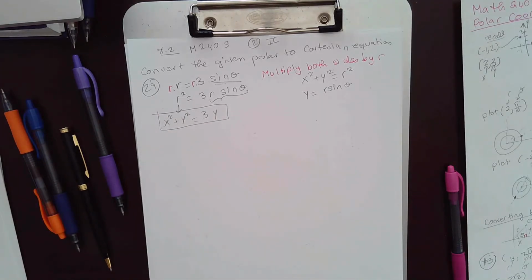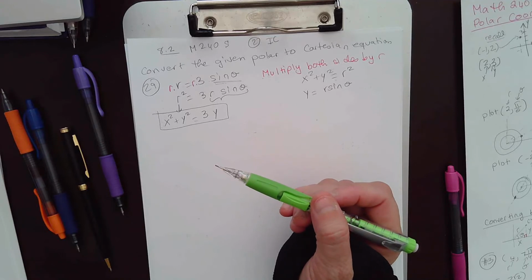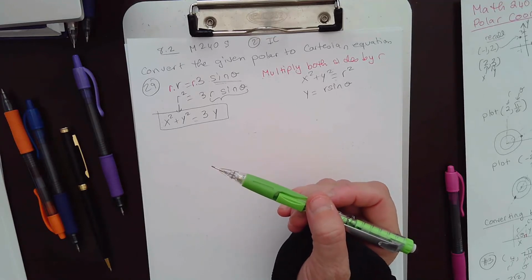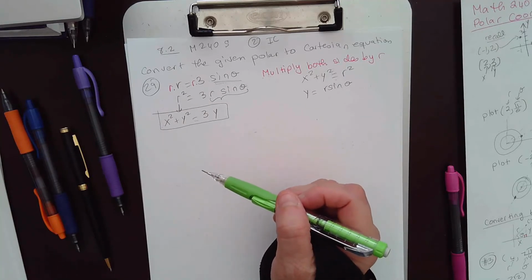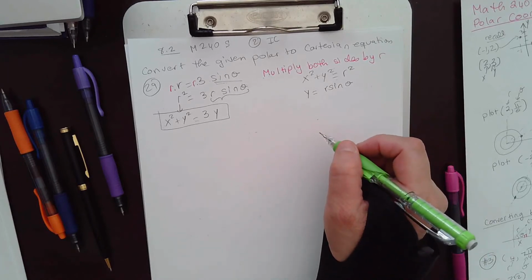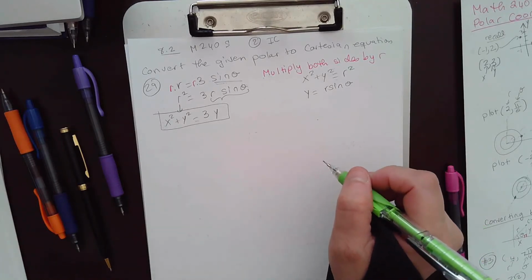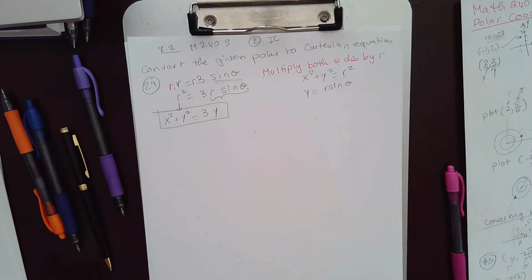Going back to algebra, what is this? Looks like this is a circle, but they didn't ask us to identify what it is. So when you convert from polar to Cartesian, or Cartesian to polar equations, you're going to use the formulas that you learned today. So let's try to do other problems.